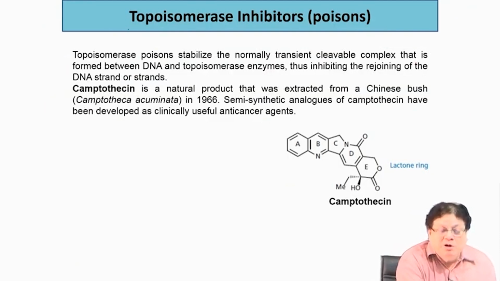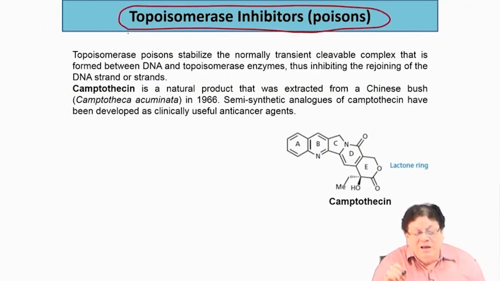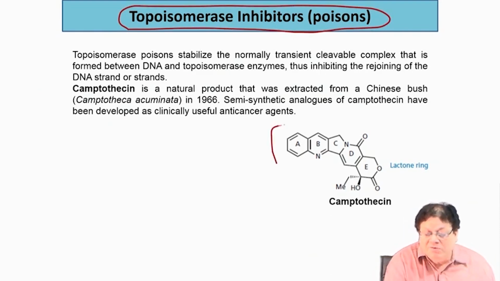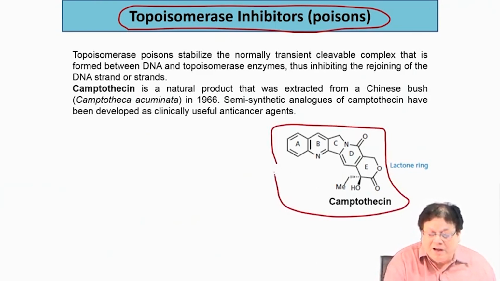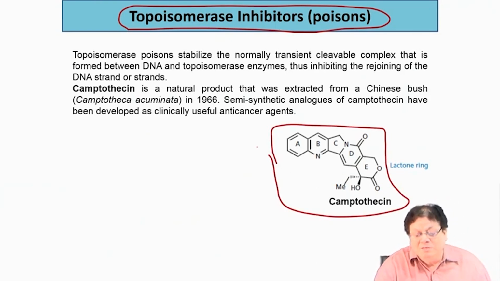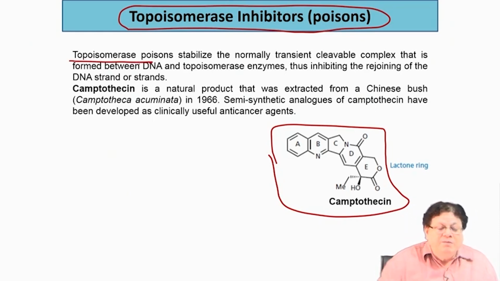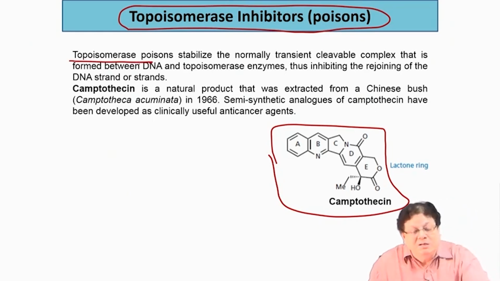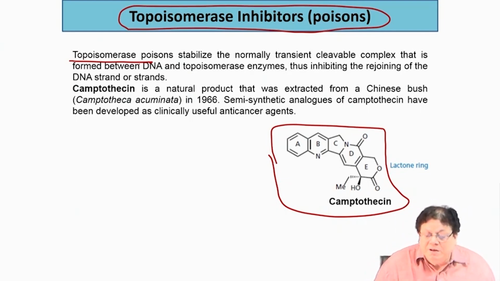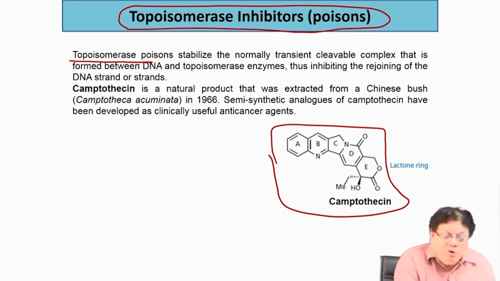Topoisomerase inhibition: I told you that if you can inhibit the topoisomerase, then you can also get anti-cancer action, and this is a very important natural product called camptothecin. Camptothecin is the one which, here it says topoisomerase inhibition, in brackets, poisons. Actually, what happens here, inhibition is in topoisomerase.